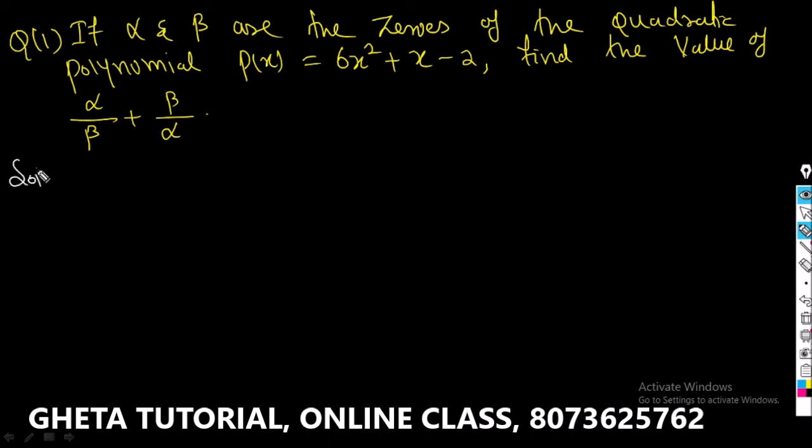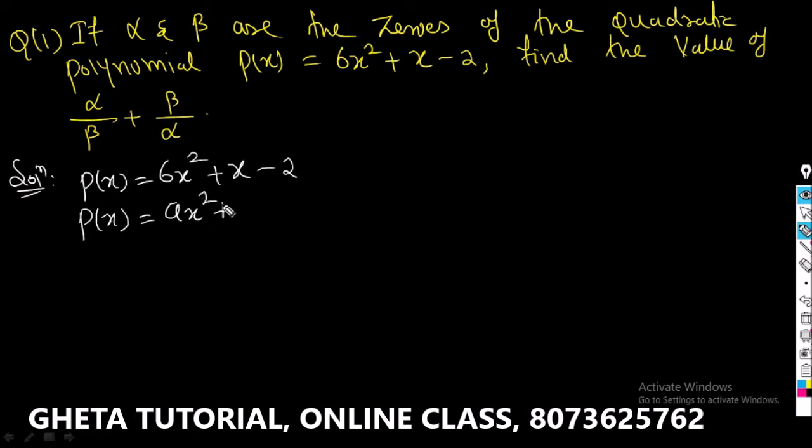So the first thing you have to start with is this polynomial, that is p of x is equal to 6x square plus x minus 2. First thing you should do is find out the a, b, c values. So first you have to write the quadratic polynomial general formula, that is ax square plus bx plus c. So here what is the value of a? A value.